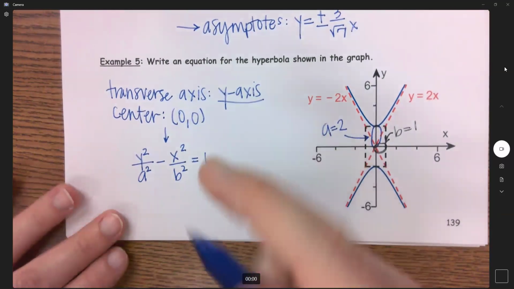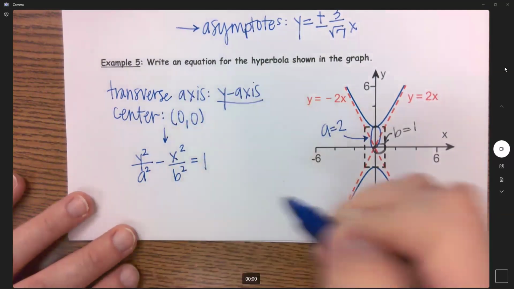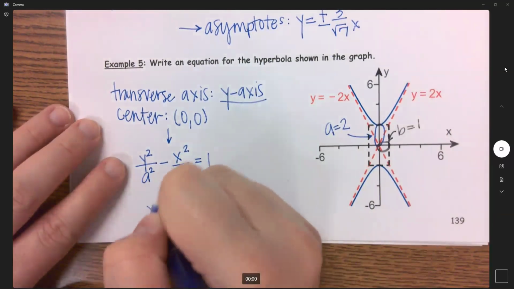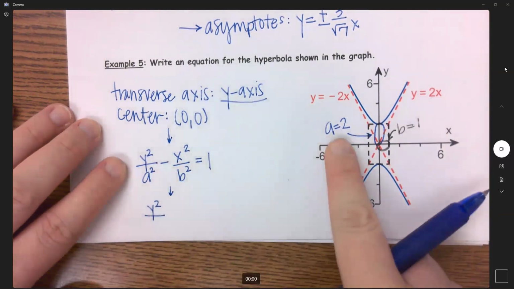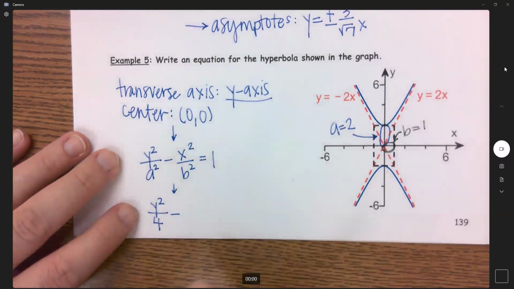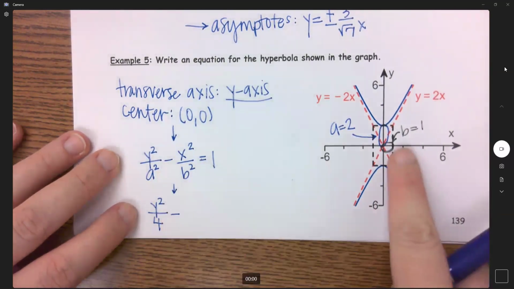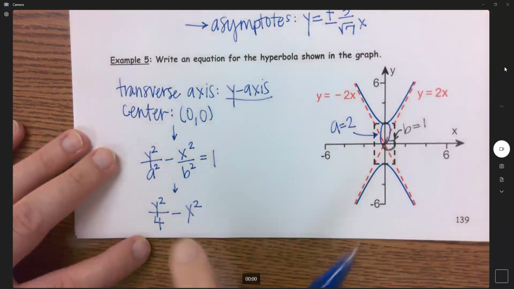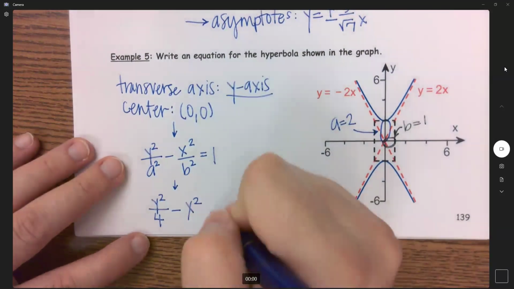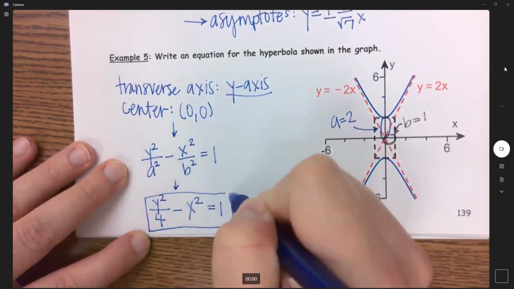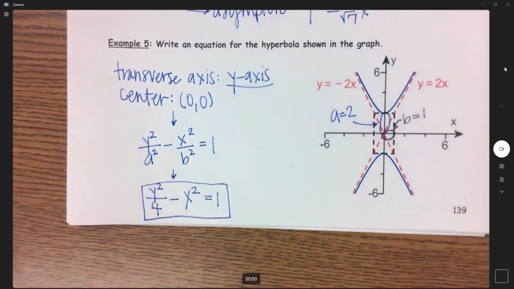So now let's substitute in. We have y squared over a squared. If a is 2, a squared is 4, minus x squared over b squared. b squared's 1, 1 squared's 1, so I'm just going to put minus x squared. But if you want to put that over 1, that's good too. And then equals 1. So there is my equation.